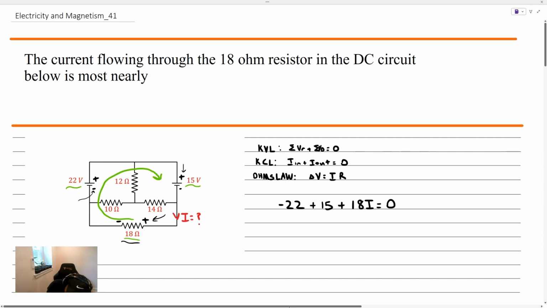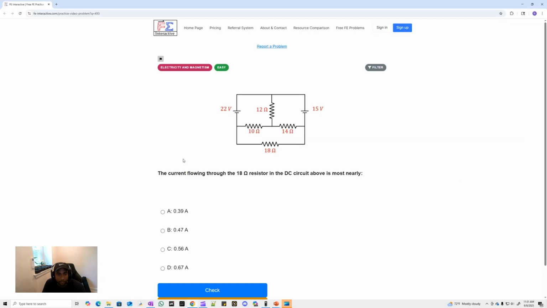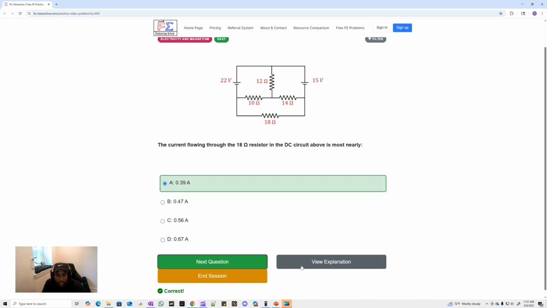The sum of the voltage drops inside of a closed loop must be equal to 0 by Kirchhoff's voltage law. We go ahead and solve for that current I. What we get is the difference between 22 and 15. That's 7. Move over the 18 and we get 7/18 of an amp, which is around 0.39 amps. If we go ahead and input that into FE Interactive here, 0.39 amps, we can check it.